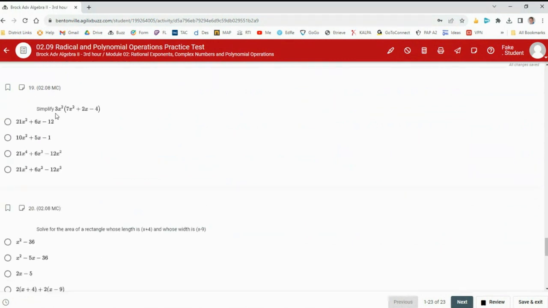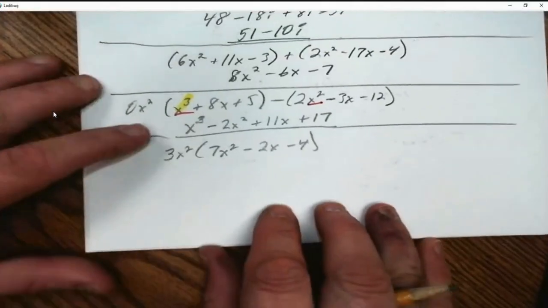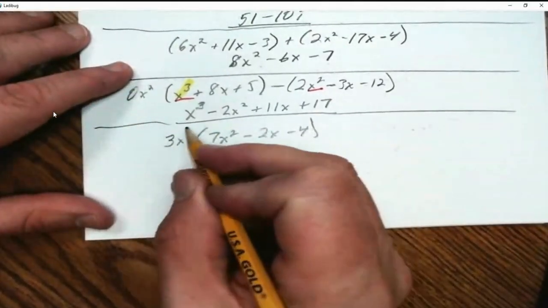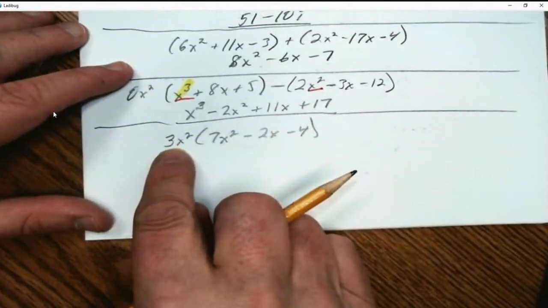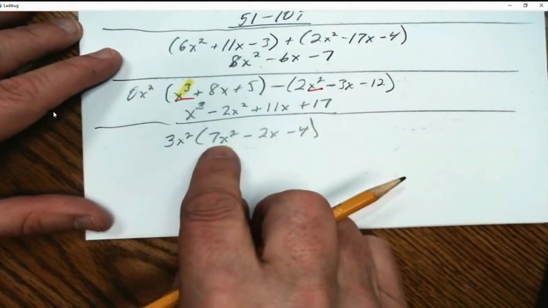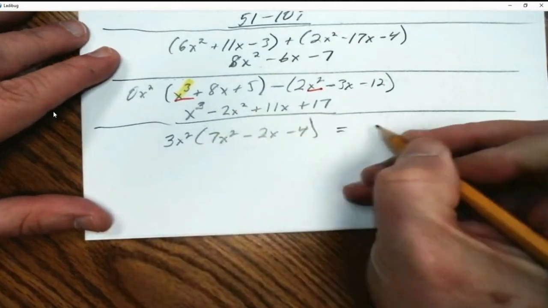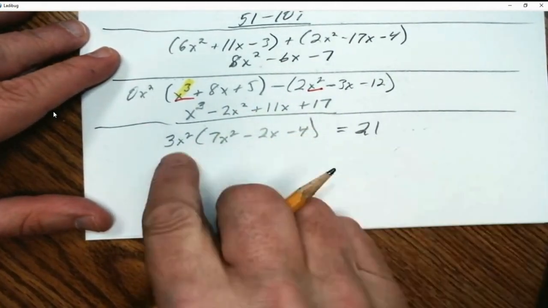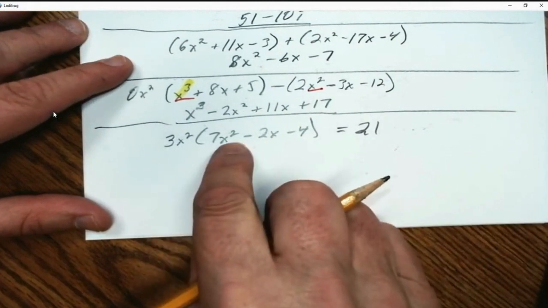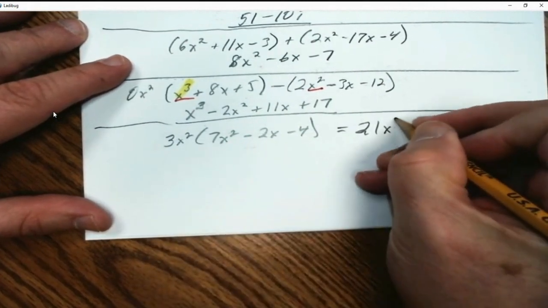All right, multiplication of a monomial times a polynomial. This is just a one-term expression. So multiplying this, we just distribute. And we only have one thing to distribute. So 3x squared times 7x squared. So 3 times 7, we'll write over here, save ourselves a little room, is 21. X squared times x squared is x to the fourth.